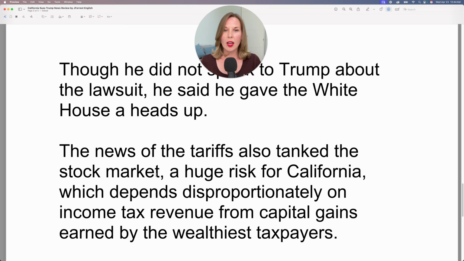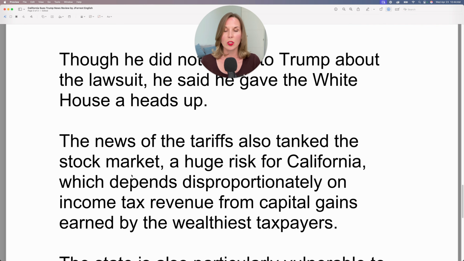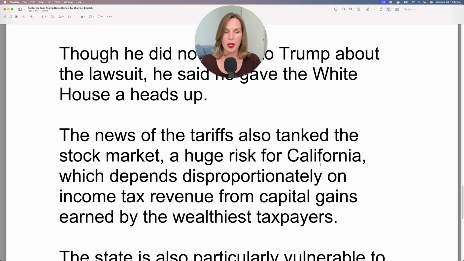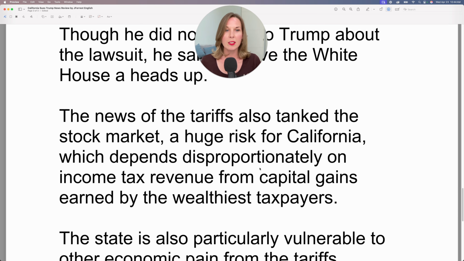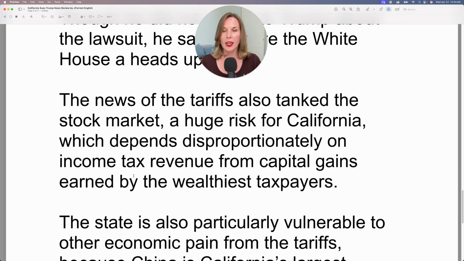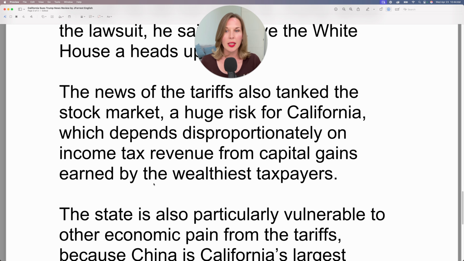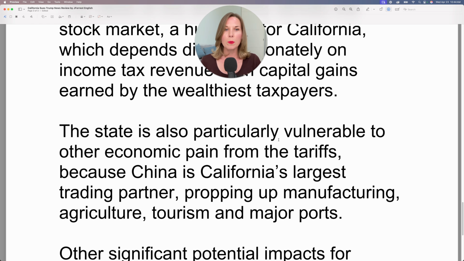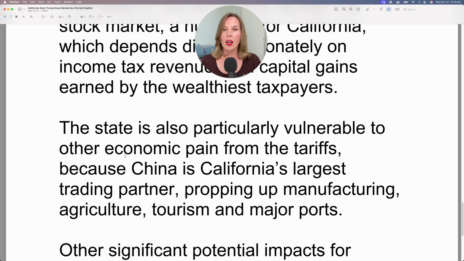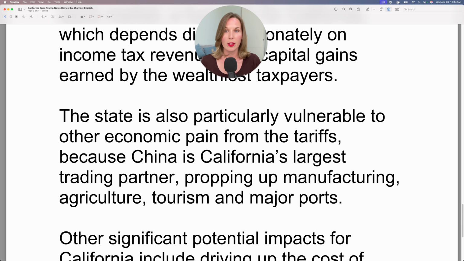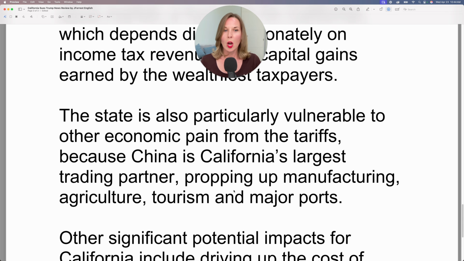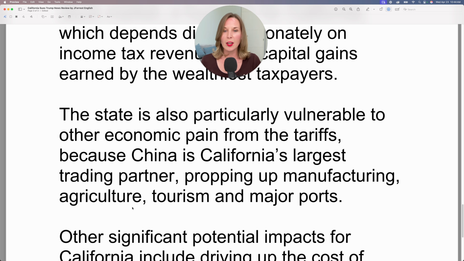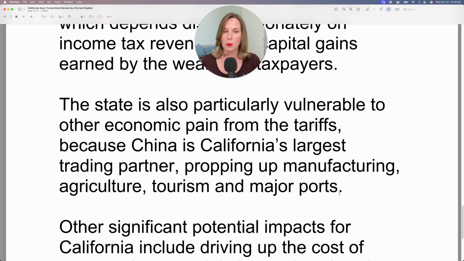The news of the tariffs also tanked the stock market, a huge risk for California, which depends disproportionately on income tax revenue from capital gains earned by the wealthiest taxpayers. The state is also particularly vulnerable to other economic pain from the tariffs because China is California's largest trading partner, propping up manufacturing, agriculture, tourism, and major ports.